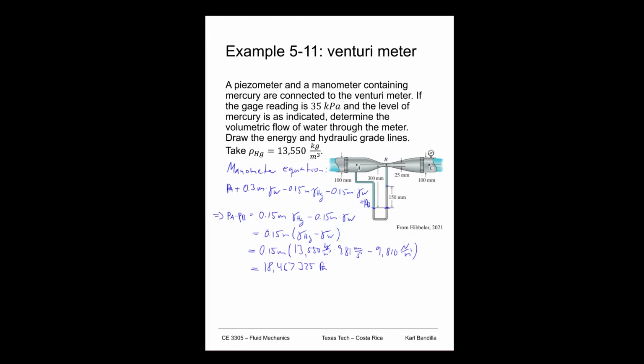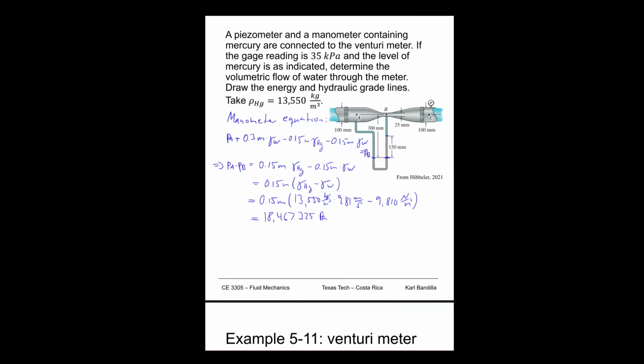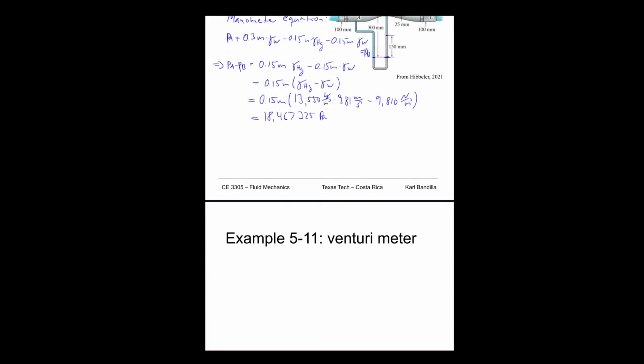Now let's make sure we did our conversion correctly here. We have kilograms per meter per second squared. So this combination gives us newtons, newtons per cubic meter multiplied by meter. All right, I think that is the right combination. So now we have PA minus PB. And then as the next step, we'll use the continuity equation to figure out what our relationship is between our velocities here. Let's go to the next page.